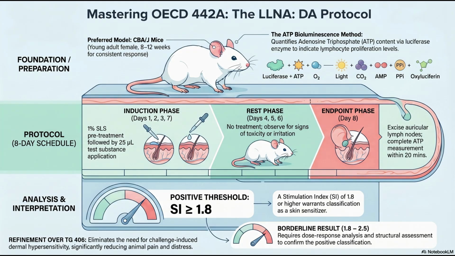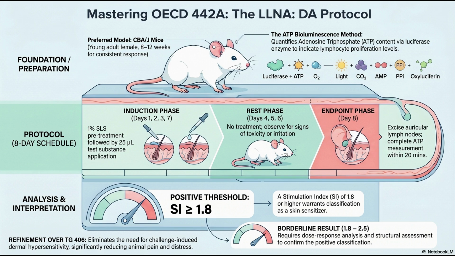But before we get into the mechanics of making cells glow, which is just so cool, let's look at the underlying immunology. Because if the end goal is to prevent a human skin rash, measuring lymph nodes seems kind of counterintuitive. Right. Wait, if we are trying to figure out if a chemical gives a human a skin rash, why are we looking at mouse lymph nodes instead of just looking for a rash on the mouse's skin? That is the big question.